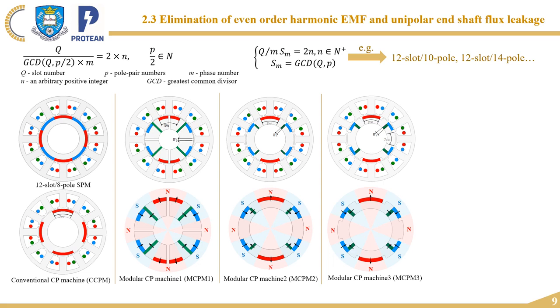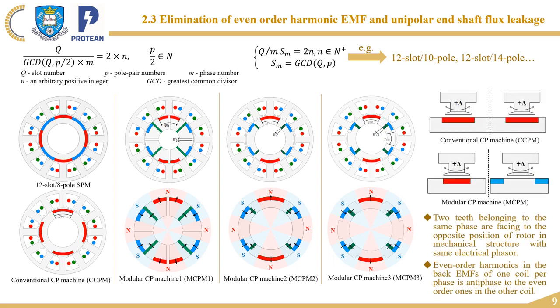The reason why this kind of machine can eliminate the even-order harmonics can be explained by these 2 figures. From this figure, we can see that for MCPM machines, 2 teeth belonging to the same phase are facing the opposite position of the rotor in mechanical structure with the same electrical phasor. So the even-order harmonics in the back EMF of one coil per phase are antiphase to the even-order ones in the other coil.